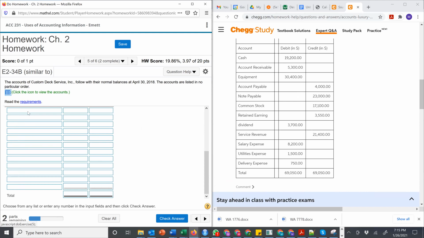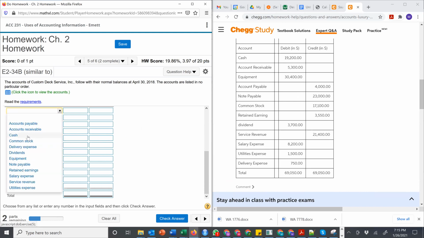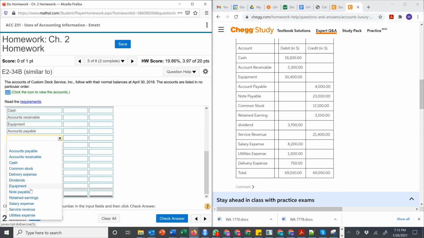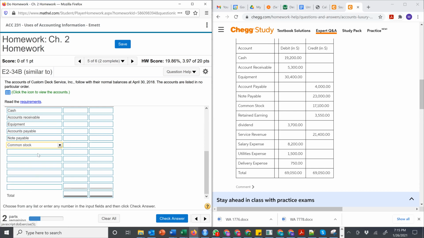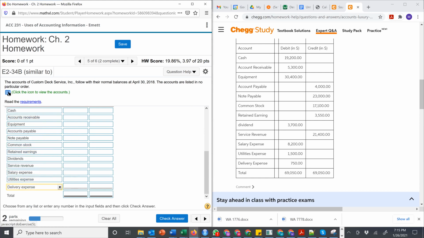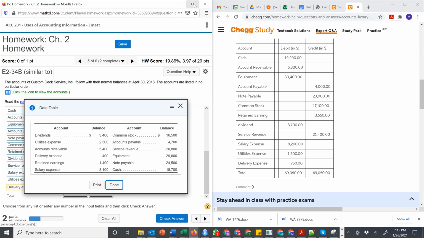So we got cash, accounts receivable, equipment, accounts payable, notes payable, common stock, retained earnings, dividend, service revenue, salary expense, utilities expense, and delivery expense. I don't think the order actually matters here. I think as long as you get the numbers to match up here.